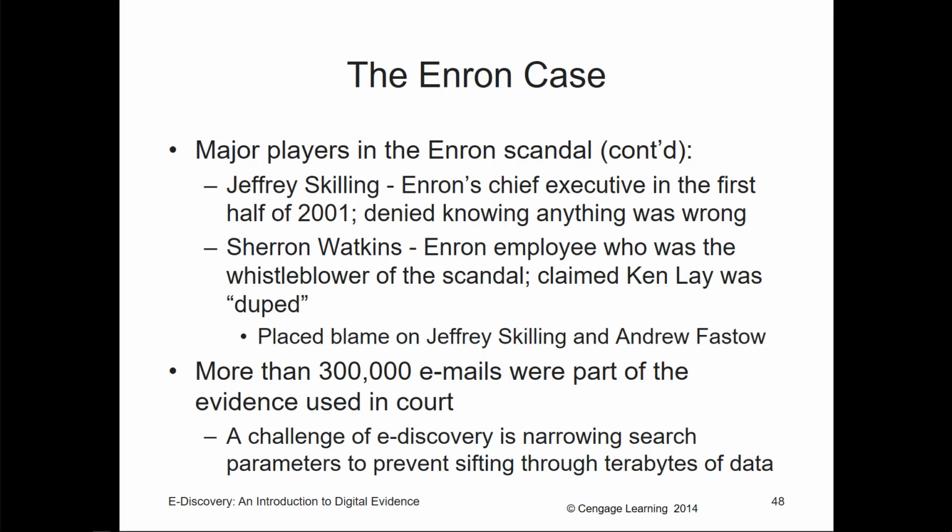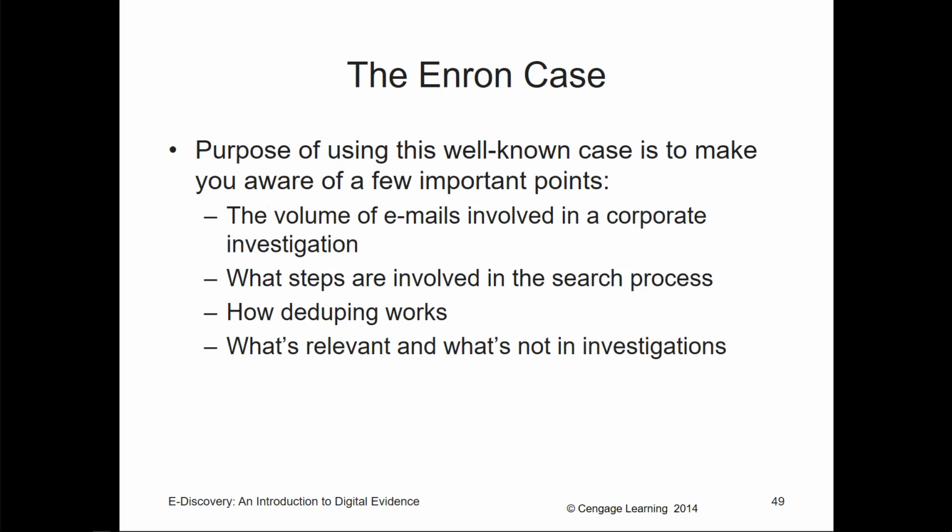This is where it gets really interesting. More than 300,000 emails were part of the evidence used in court. A challenge of e-discovery is narrowing down the search parameters to prevent sifting through terabytes of data. 300,000 emails, that's a lot. And that's just what was part of the evidence. That wasn't all of the data. That was not all of the emails. That was just a portion of the emails that were used.